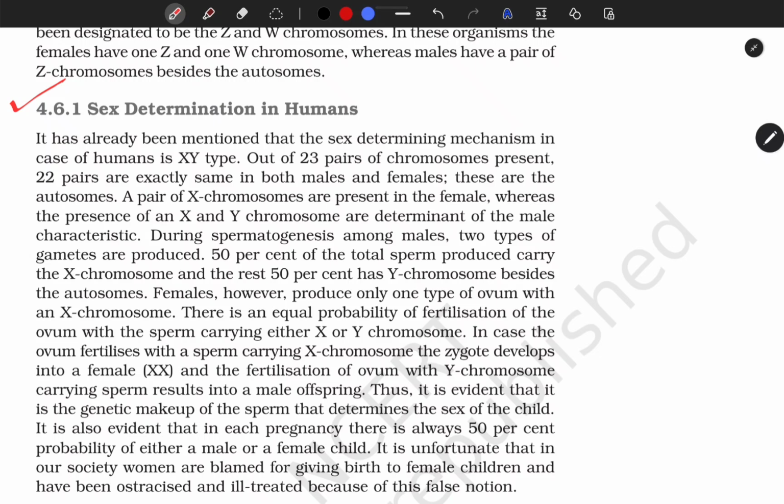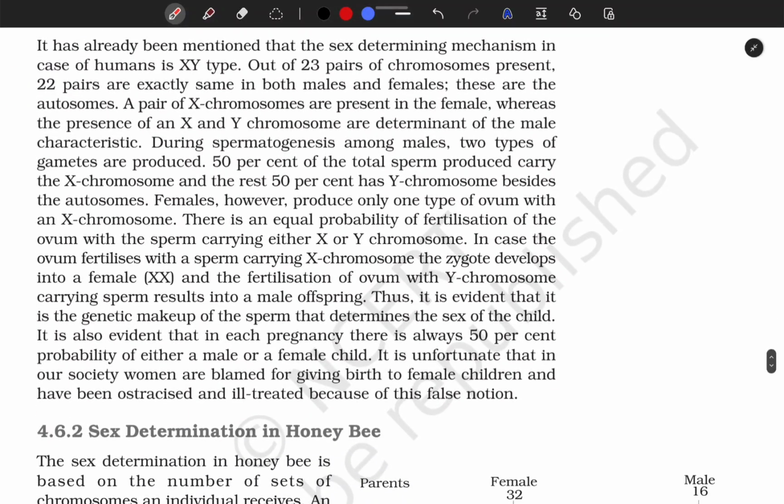4.6.1 Sex determination in humans. It has already been mentioned that the sex determining mechanism in the case of humans is XY type. Out of 23 pairs of chromosomes present, 22 pairs are exactly the same in both males and females. These are the autosomes. A pair of X chromosomes are present in the female, whereas the presence of X and Y chromosomes are determinants of the male characteristics. During spermatogenesis among males, two types of gametes are produced. 50% of the total sperm produced carry the X chromosome and the rest 50% have the Y chromosome besides the autosomes. Females, however, produce only one type of ovum with an X chromosome.